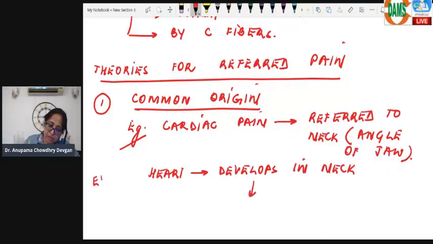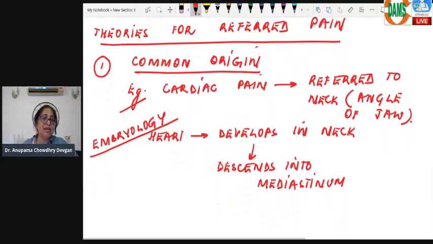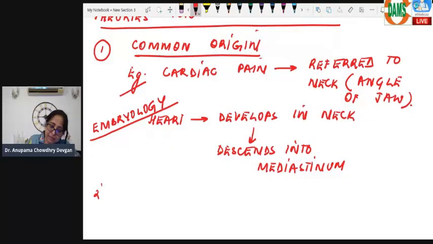If you remember your embryology, the heart develops in the neck, then it descends into the mediastinum. So because there is a common origin, that is probably why cardiac pain is being referred to the neck or the angle of the jaw. So this is one of the theories, that they have a common origin. The second reason could be, what are the theories? Please remember, these are just theories. The exact reason why there is a referred pain is not known.